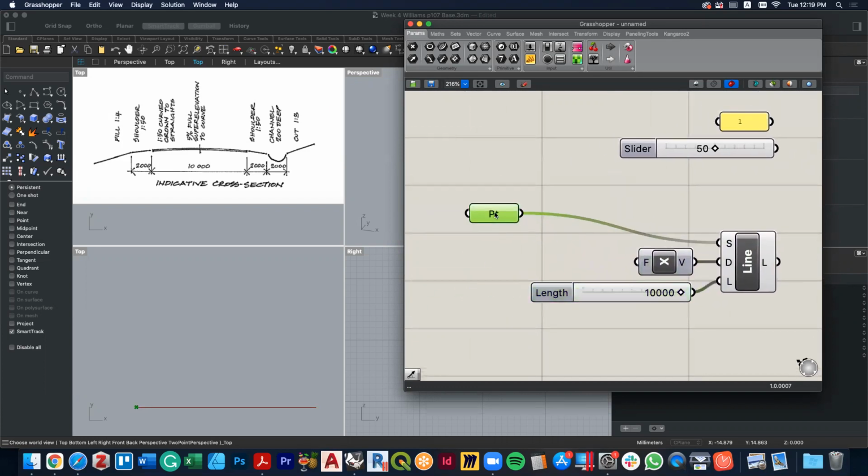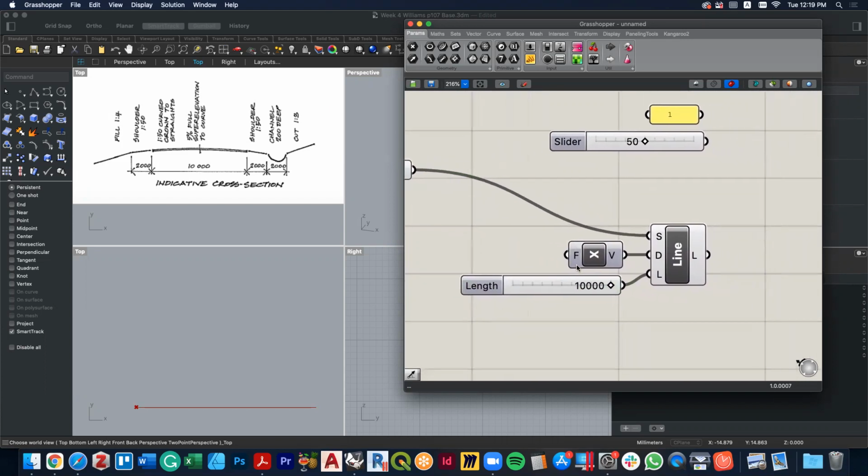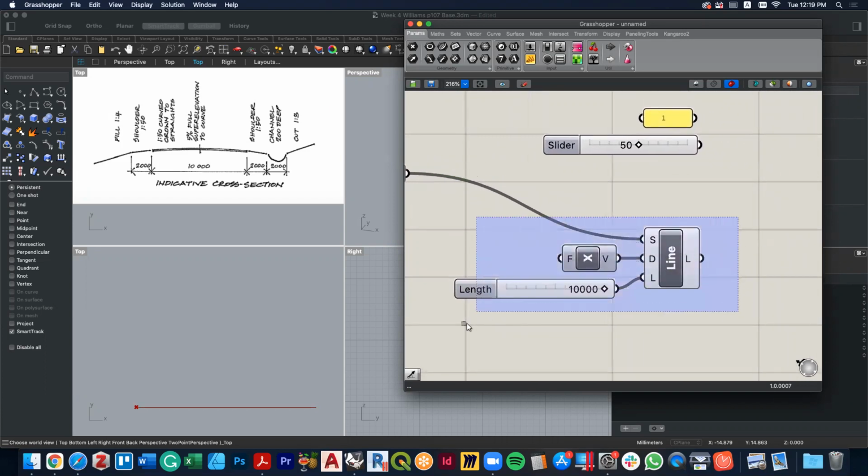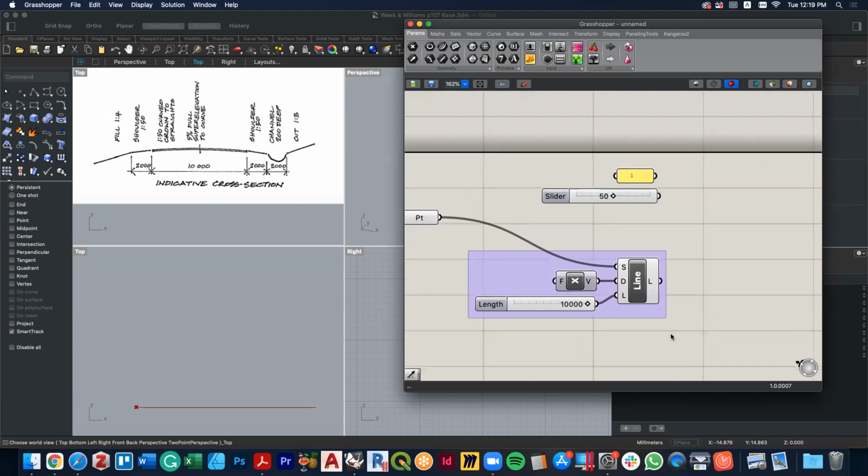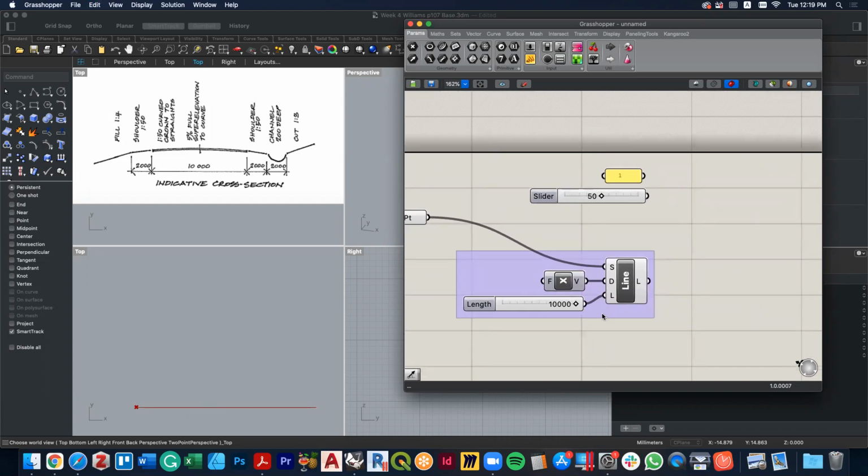Now, I'm often in the habit of grouping things together. So I drag a window over them, press Control or Apple key G, and that groups those components together so I know what they're about. So now I've got a line.